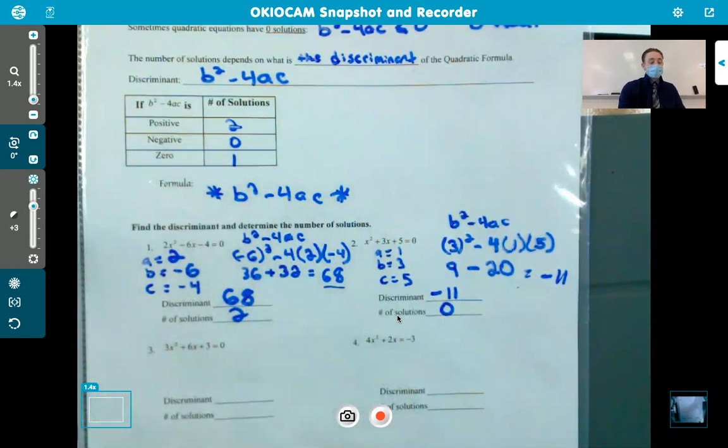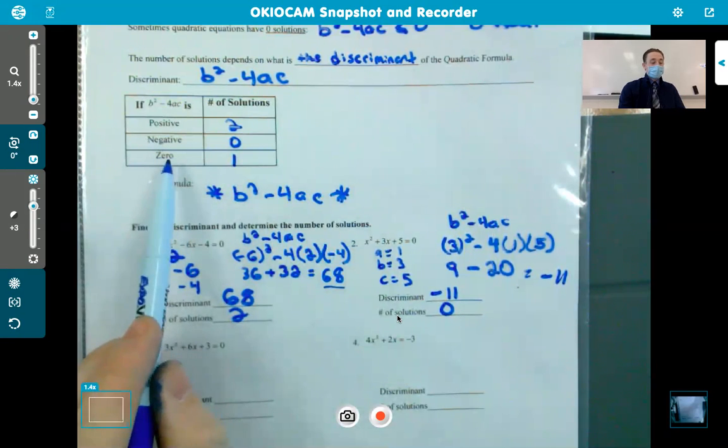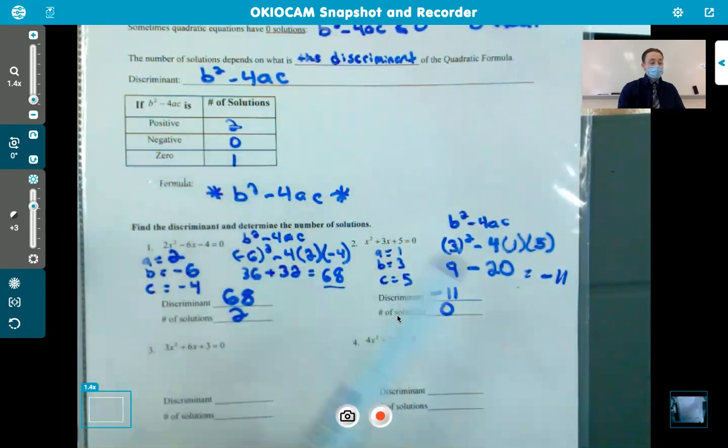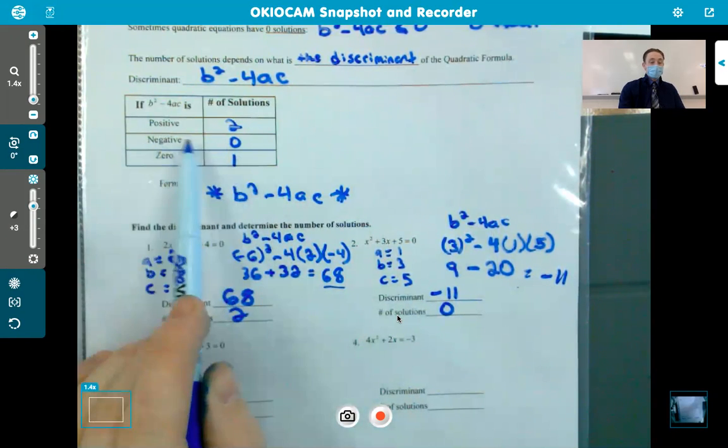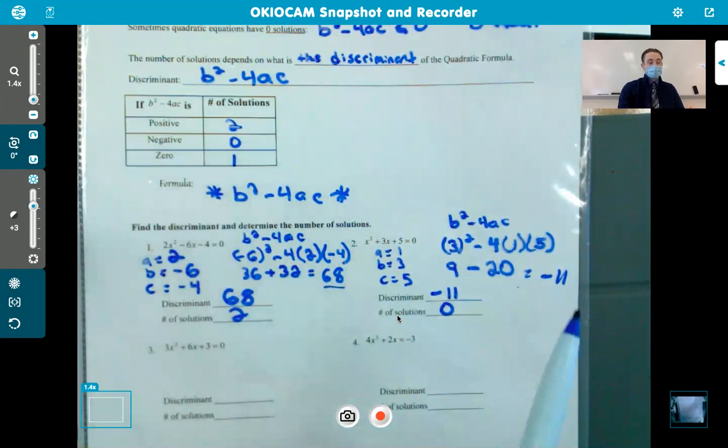Yep. It is a little bit to keep track of because a lot of times you think, well, if you have zero as your discriminant, you should have zero solutions. But make sure that you understand zero goes to one, negative goes to zero. All right. A point to emphasize just so we don't get ourselves confused.